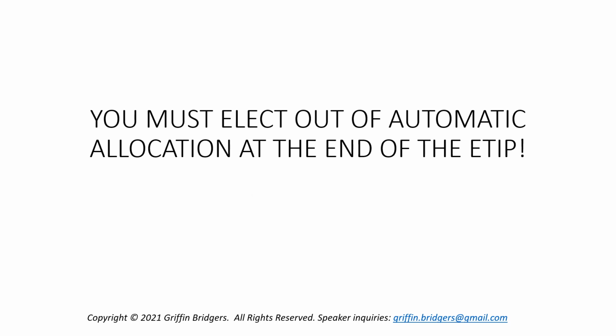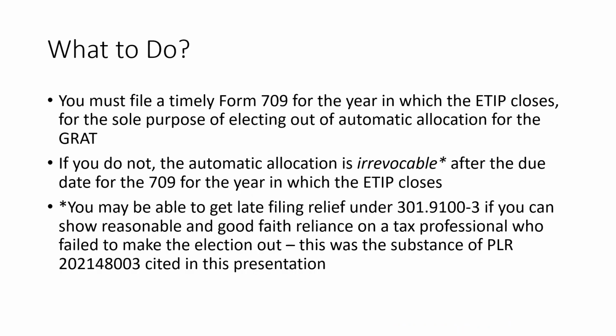This is often forgotten for those who set up GRATs. Essentially, you're going to have two gift tax returns, as we're going to see, but the big picture here is that not only should you file a 709 up front to report the value of the GRAT, you also need to file one for the year in which the ETIP closes, solely for the purpose of electing out of the automatic allocation of GST exemption to the GRAT. And if you don't, you're going to have a huge bite at the apple. There's going to be automatic allocation based on the fair market value of the GRAT at the close of the ETIP, and what's worse, that allocation is irrevocable after the due date for the 709 for the year in which the ETIP closes.